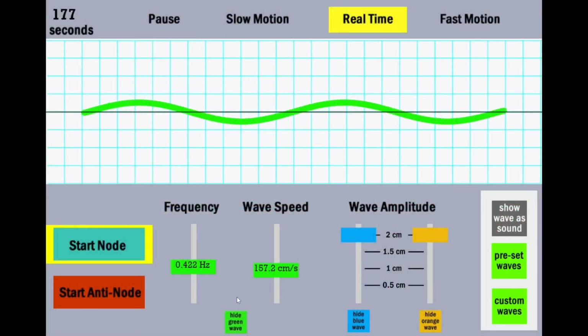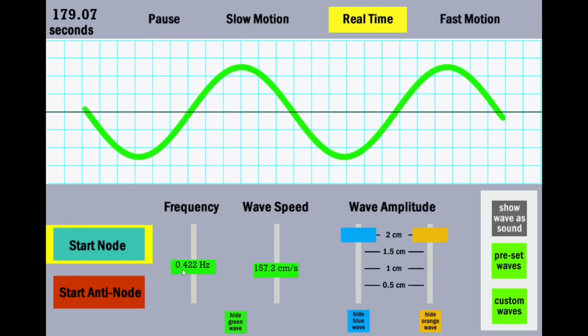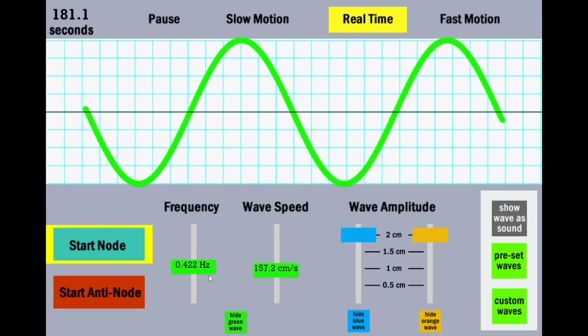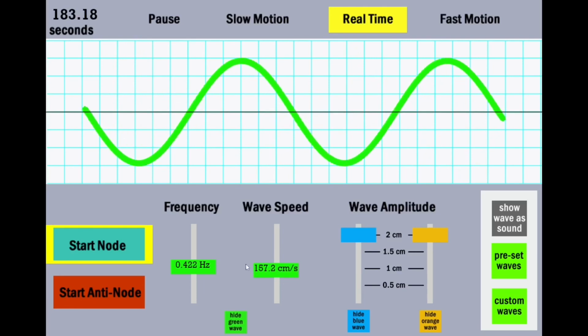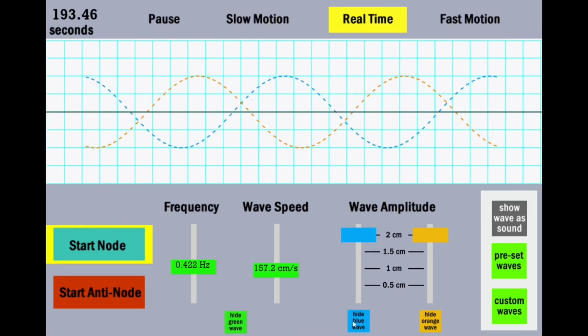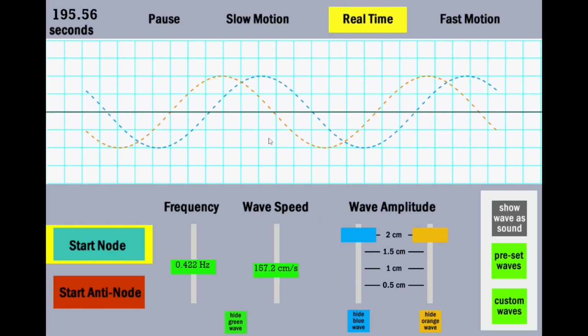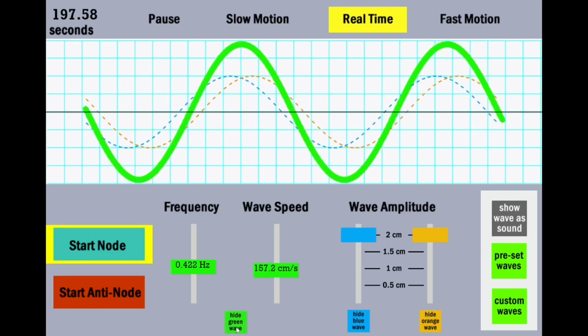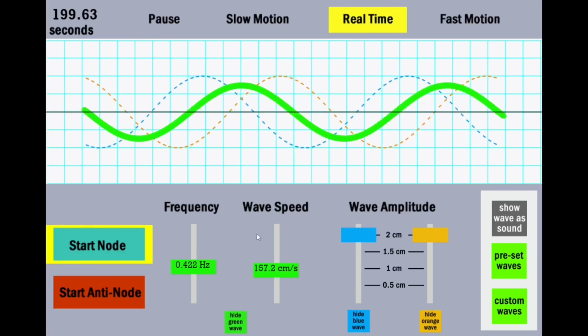So with doubling the frequency, we get to about 0.42. I couldn't get exactly 0.42, but you still see the standing wave here. All right, so let's hide the green wave and look at the blue wave. And you see the wave as it goes to the right, and then the orange wave as the reflection as it comes back to the left. Both of those together, you see a little bit of oscillation between those. Now the green wave, you can see that it oscillates with it.